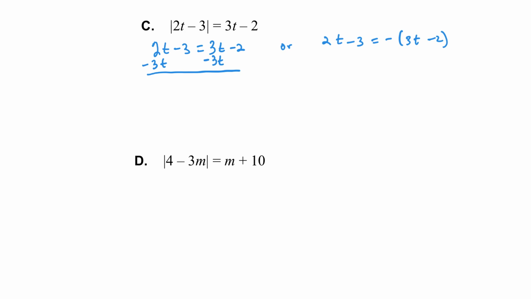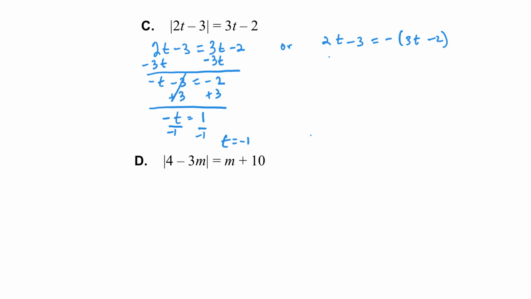So 2t minus 3t, we have negative t minus 3 is equal to negative 2. I'm going to add 3 to both sides since I want a balanced equation. 3 minus 3 is 0, so you have negative t is equal to 3 plus negative 2, which gives you 1. Divide by negative 1. So the value of t is equal to negative 1.